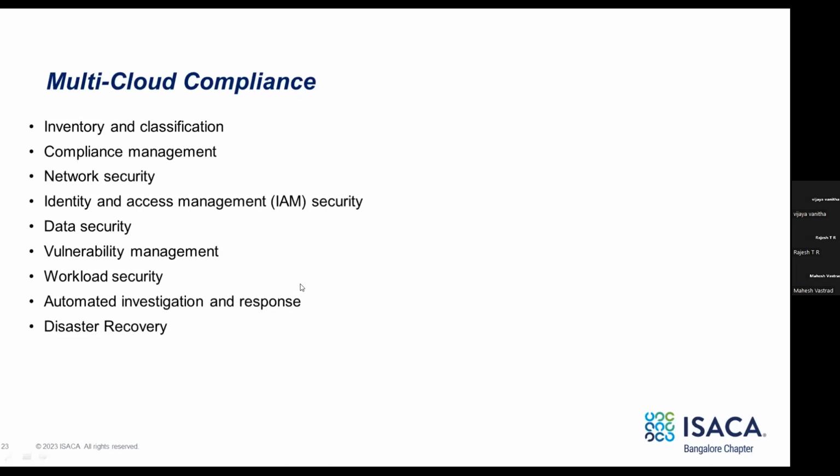Here we need to check the network security controls, identity and access management, data security, vulnerability management, workload security. I guess your question is that one only, workload security. We'll cover that part also. Why are we using multi-cloud? To balance the workload itself, right? That is the major case. Many companies are going with a multi-cloud environment. When we are using multi-cloud to balance the load, at that time we need to take care of data security, network security and identity and access management security. And automated investigation and response, disaster recovery, business continuity plan, all aspects we are going to cover.